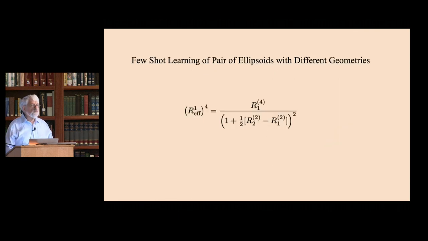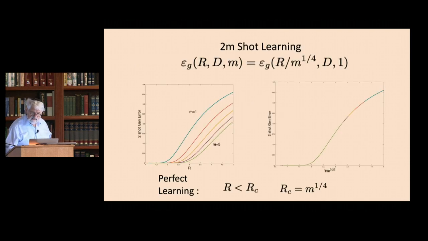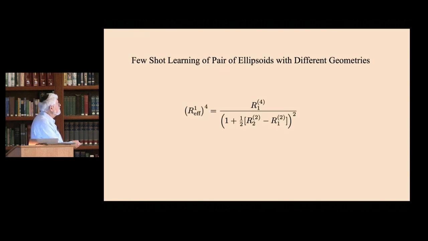Okay. But before that, just one more point. I said that few-shot learning is controlled by an effective radius and dimension. I was assuming that the two ellipsoids are differently oriented and placed in different places, but they have the same geometry. But what if they don't have the same geometry? It turns out it's easily extended to the case where they don't have the same geometry, and you want to look at the error of ellipsoid one from ellipsoid two. Then the effective radius has a correction due to the radius of the other ellipsoid. So it doesn't matter the details, but the theory also incorporates cases where the two manifolds, at least the two ellipsoids, have different geometry.